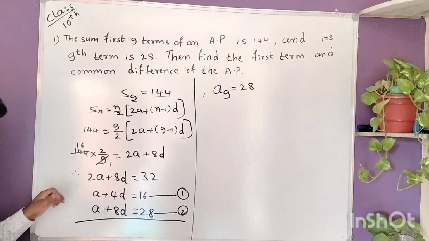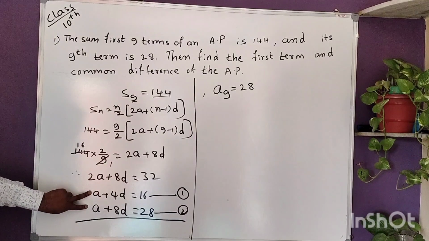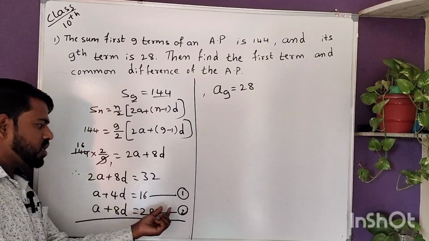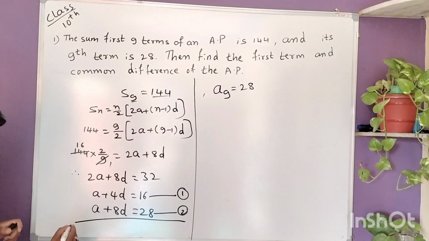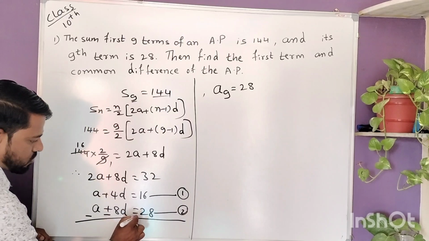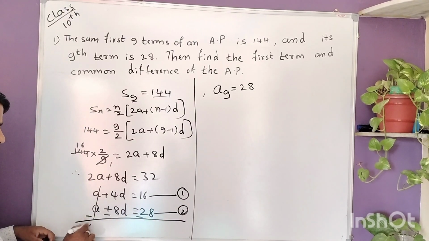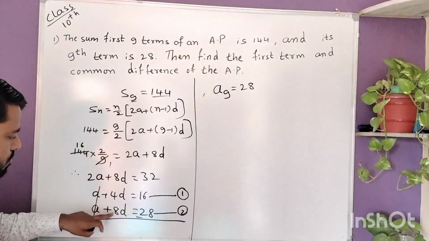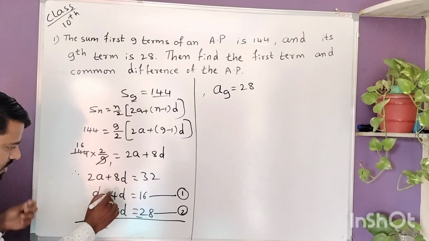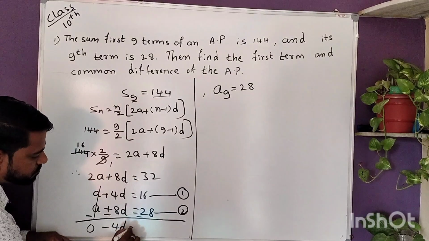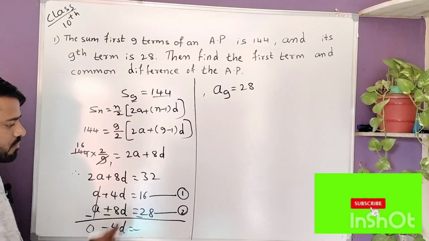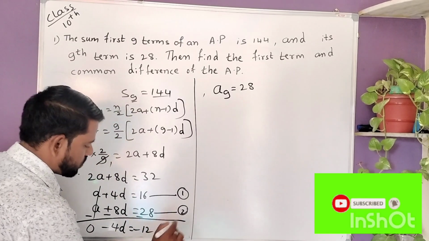Here in both the equations, a has the same coefficient and same signs. It means we subtract equation 2 from 1. So when we subtract, the signs of equation 2 change. Positive becomes negative and positive becomes negative. Here also positive becomes negative. A minus a becomes 0. And here 4d minus 8d. Here 8 is the bigger one. Hence the remaining part is minus. 8 minus 4 becomes 4d. And here also same. 28 is bigger. Its sign is negative. 28 minus 16 means it is 12.